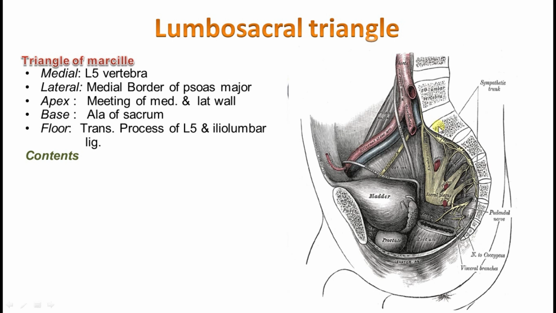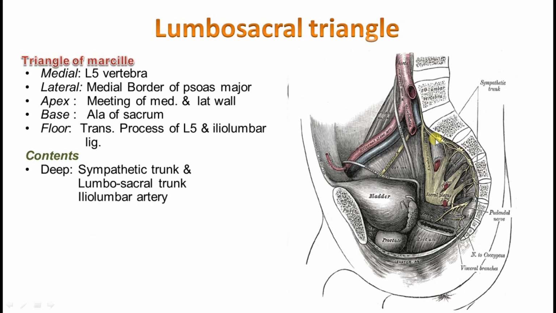Along the lumbosacral triangle of Marcelli, we see structures arranged in a deeper plane, intermediate plane and then superficial plane. Deeper plane, you remember the nerves. Sympathetic chain more medially. Then you have the lumbosacral trunk, and then you have the iliolumbar artery and obturator nerve. Okay. So this is your lumbosacral trunk, sympathetic chain, then the obturator nerve. Mainly you remember these nerves in the deeper plane.